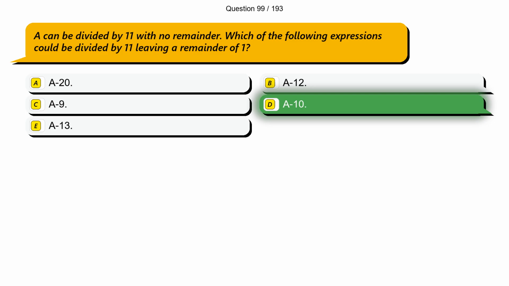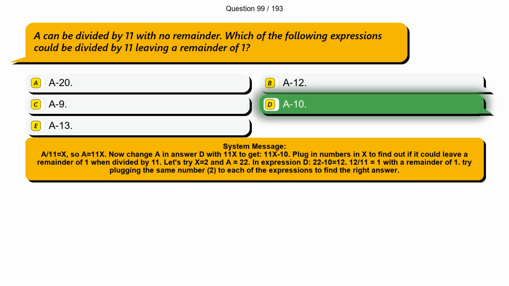The correct answer is option D, A minus 10. A/11 equals x, so A equals 11x. Now replace A in answer D with 11x to get 11x minus 10. Plug in numbers for x to find out if it could leave a remainder of 1 when divided by 11. Let's try x equals 2 and A equals 22. In expression D, 22 minus 10 is equal to 12. 12/11 equals 1 with a remainder of 1. Try plugging the same number, 2, into each of the expressions to find the right answer.